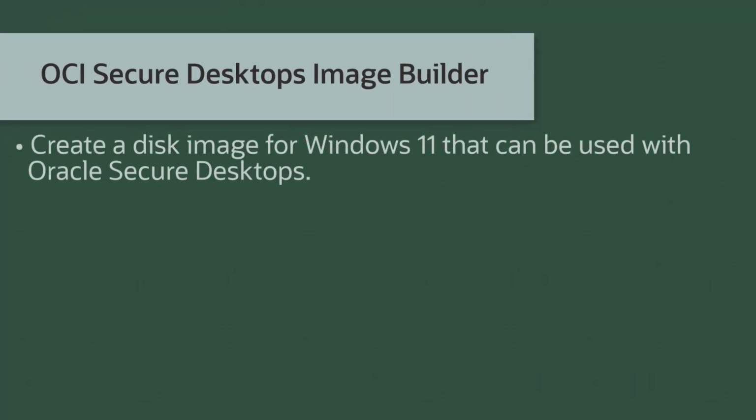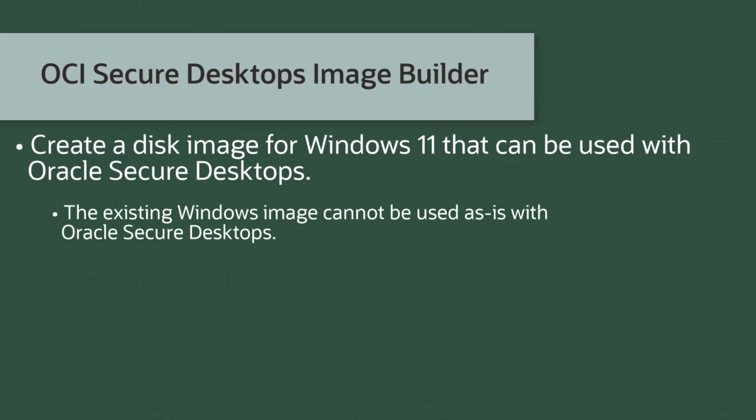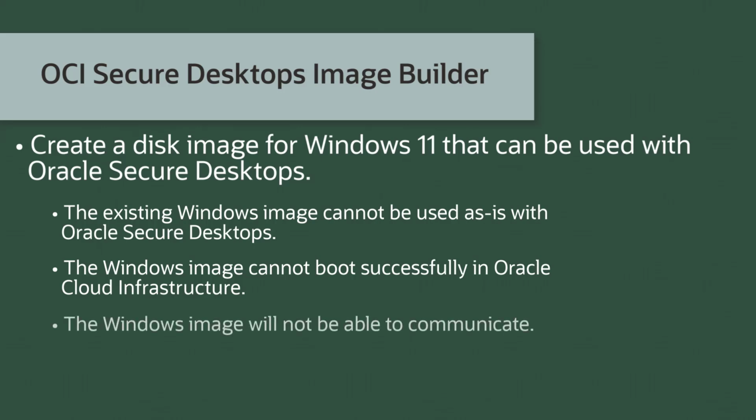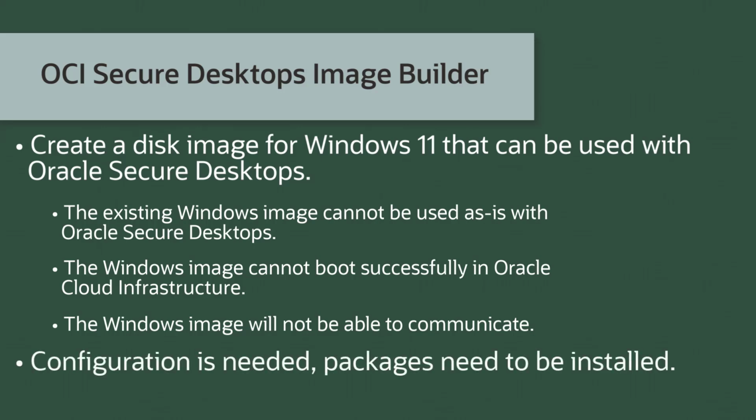This tool's purpose is to create a disk image for Windows 11 that can be used with Oracle Secure Desktops. A Windows image cannot be used as is. A straight vanilla off-the-shelf Windows image cannot be booted successfully in Oracle Cloud Infrastructure, and will not communicate the way it needs to in Oracle Secure Desktops. Some configuration needs to be done, and some packages need to be installed. This tool is designed to streamline that process.